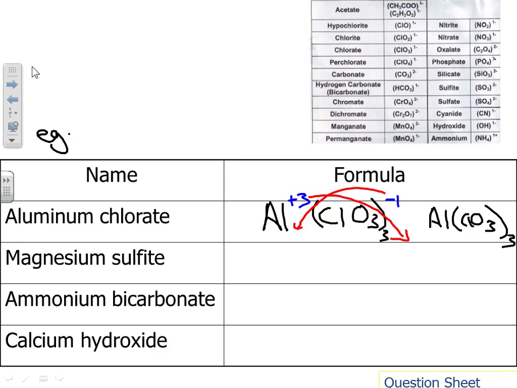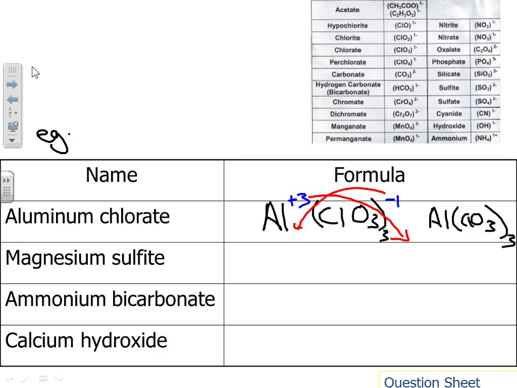Just as a reminder, how many oxygen atoms would be in this thing? There'd be 9. 3 times 3. Because there's 3 chlorates, and each chlorate has 3 oxygen atoms. 3 times 3. That's just a reminder of the way the formulas work.